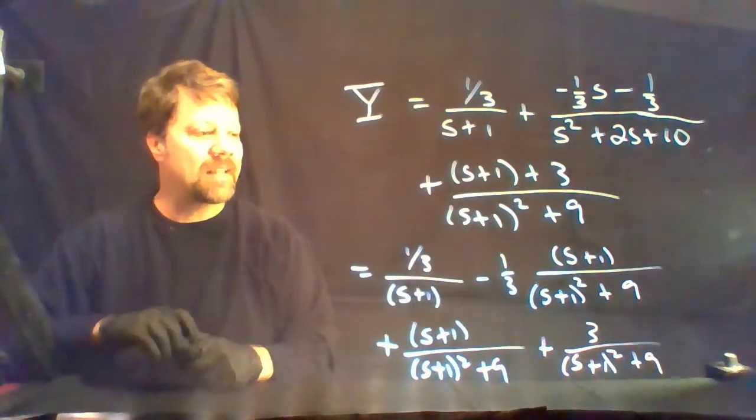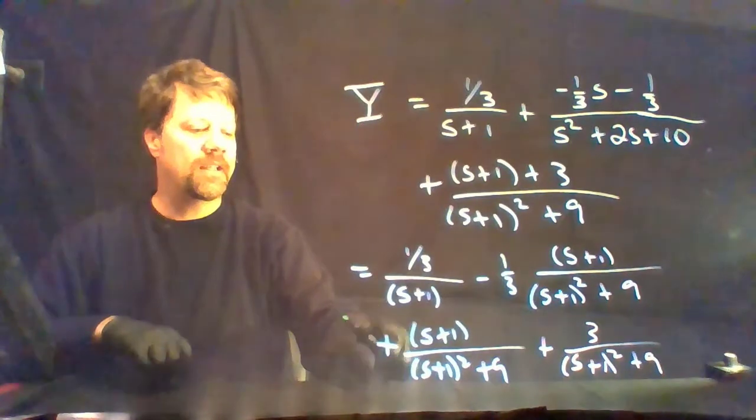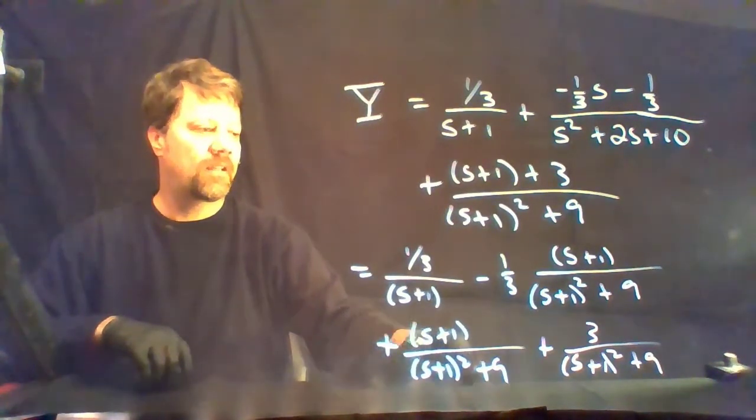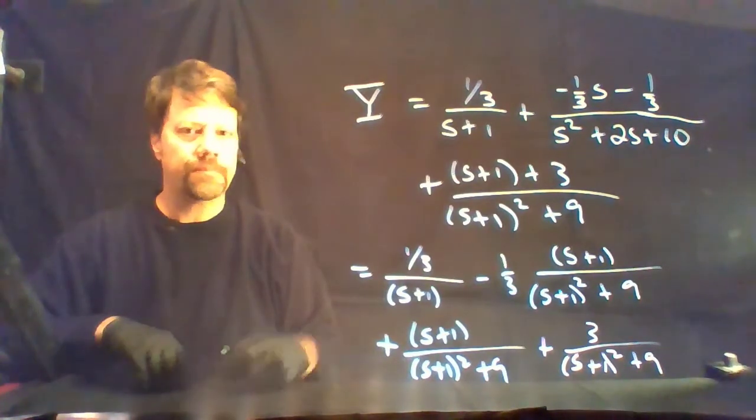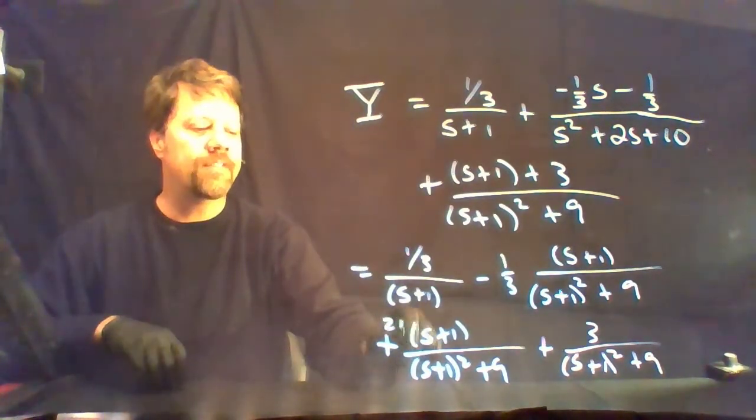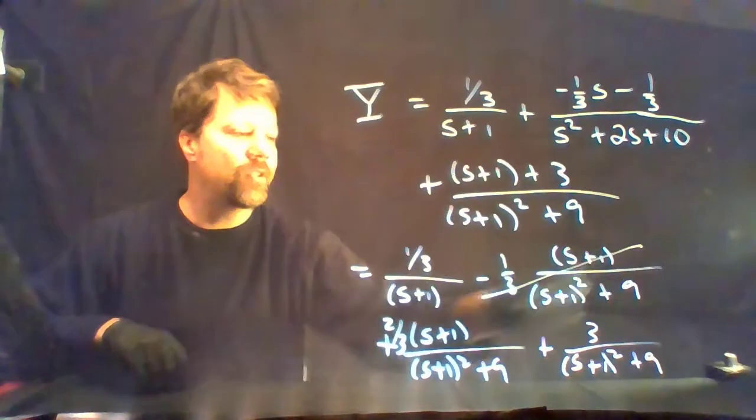We can combine like terms. Here we have a 1 of this expression minus 1/3 of that same expression. 1 minus 1/3 leaves you with 2/3.